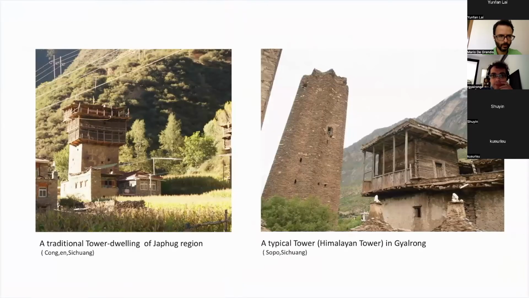We can see these two pictures. The left one is the tower house of this region, and the right one is a typical tower in the Gyarong region, from Suopo, a famous village. We can see they have some similarity, but the different thing is that local people need to live inside these tower houses, even with their family, their agricultural harvest, and their animals.